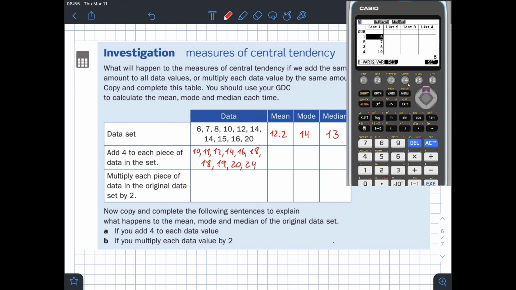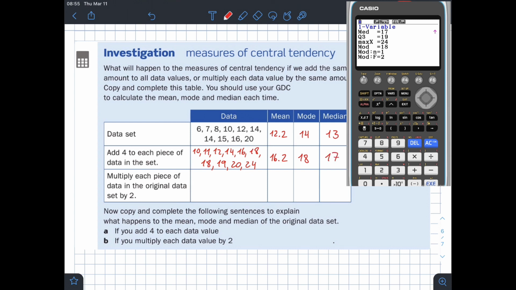by 4? I'm going to change again here the data for our new information, which is 10, 11, 12, 14, 16, 18, 18, 19, 20, 24. And we know that our setting is already fine, so we're just going to click on one var. Now, our new min is 16.2. Our mode, if we scroll down, our mode is 18. And our median is 17.